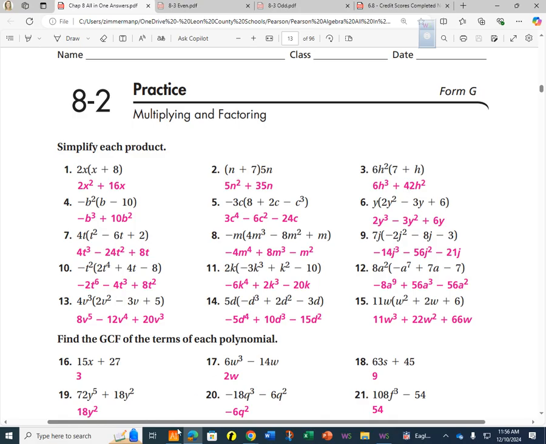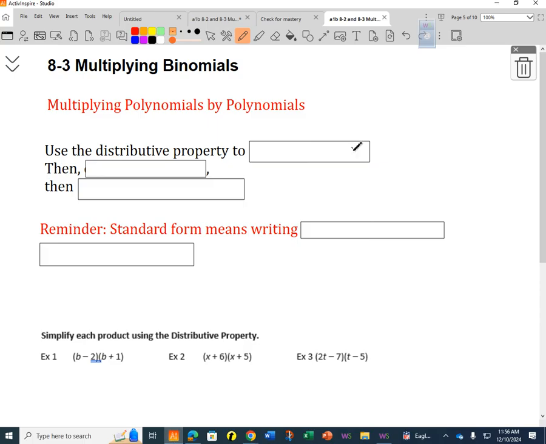Today, we're going to be multiplying not just monomials by 2 and 3 term expressions, but binomials times binomials. How many terms does a binomial have? 2. How many terms does a trinomial have? 3, right? So we are actually not going to multiply a binomial by a trinomial today. We're going to save that for tomorrow. You'll notice on your homework tonight, you're only multiplying 2-term polynomials by 2-term polynomials. That's binomials times binomials. With me?